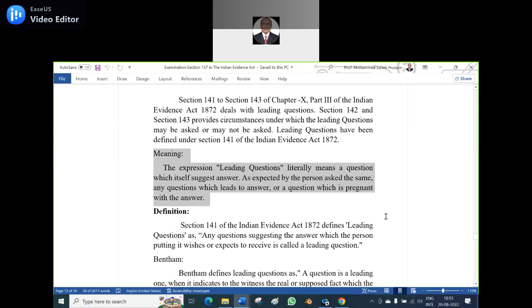The expression "leading question" literally means a question which itself suggests the answer. As expected by the person asked, any question which leads to an answer, or a question which is pregnant with the answer, has the answer already in it in disguised form. That's why they say the question is pregnant with the answer, meaning it is already there in the womb.